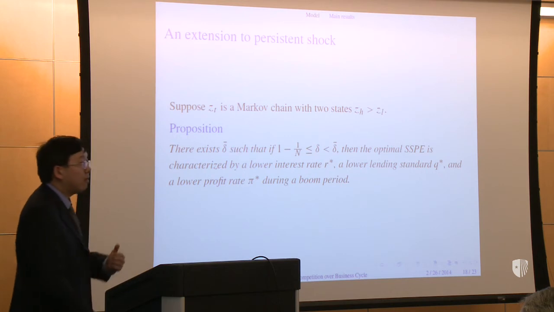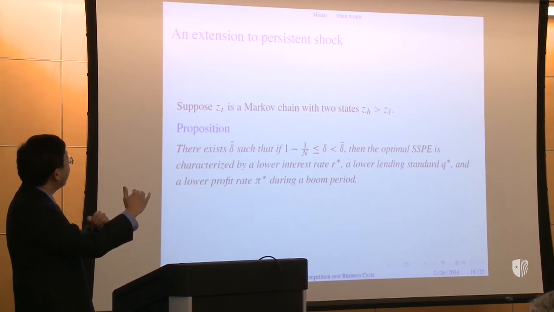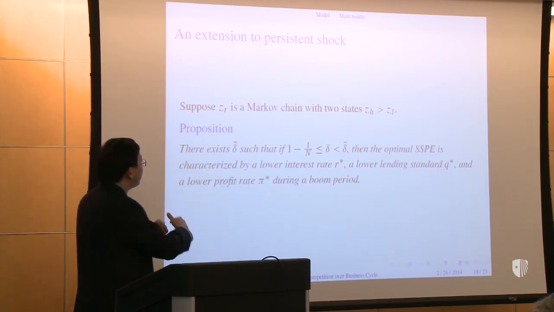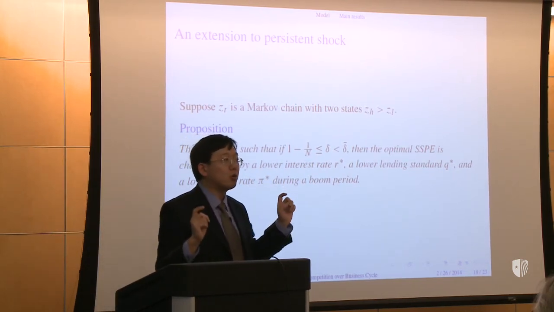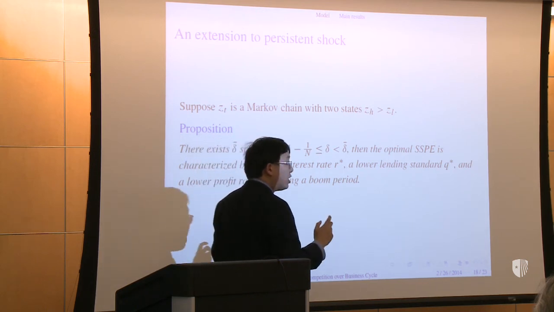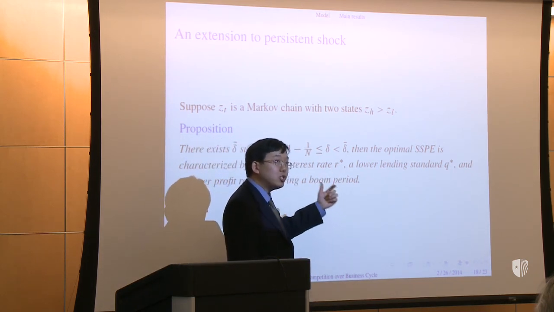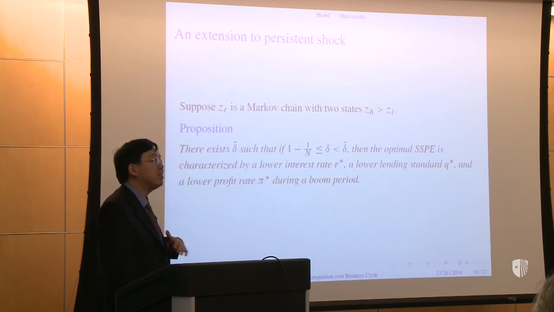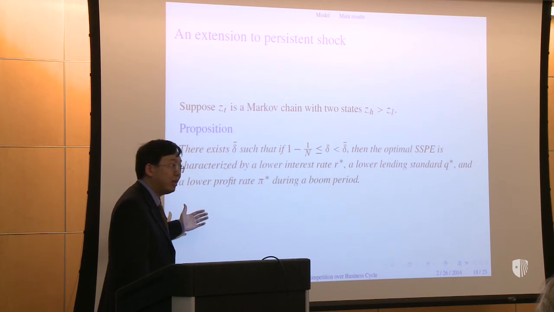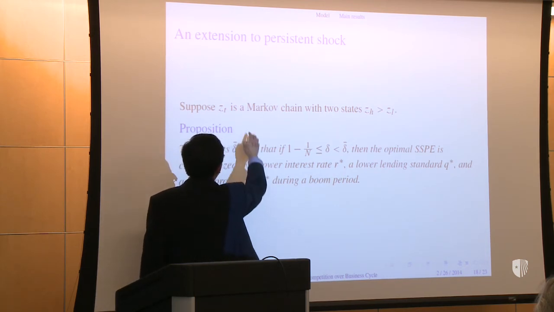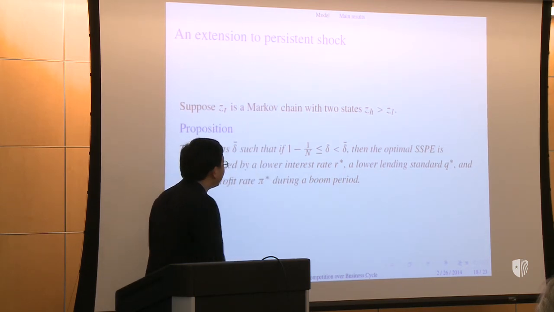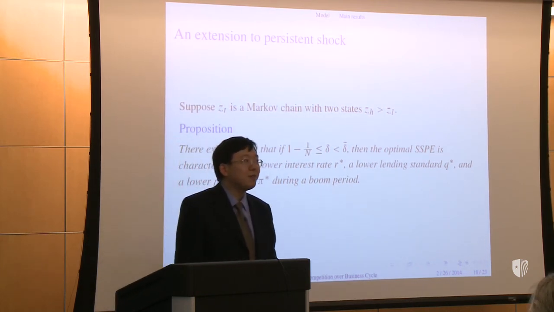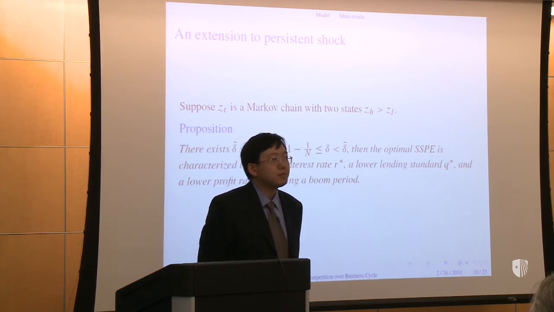Now, as an extension of the IID demand shock case, I can assume that ZT is just an arbitrary Markov chain with two states, ZH and ZL, with the same interpretations as before. And what's going to happen in this case is almost exactly the same as in the previous proposition. The only thing that differs, because of the more general Markov structure, is that this upper bound, delta bar, is going to change. What's the benchmark when you say lower?